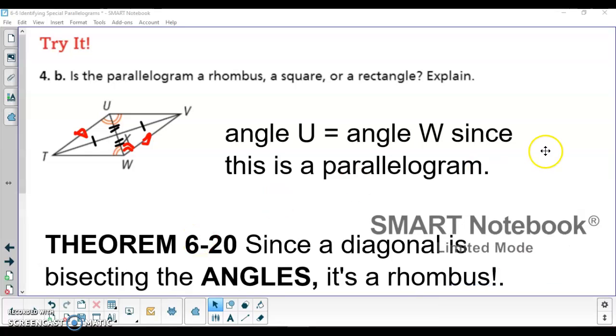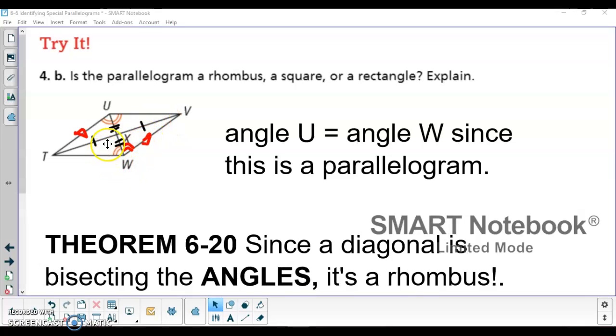Hey, so I cut the video there, but anyhow, this one was a rhombus. Now, why? Well, it's not a rectangle because these diagonals are not equal. They are bisecting each other, but that doesn't make them equal.